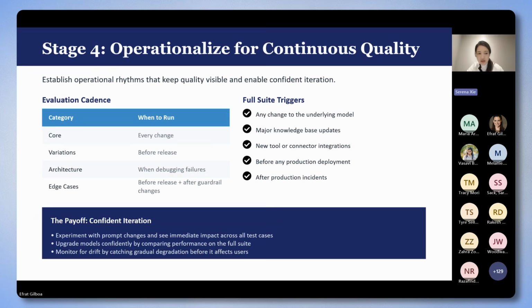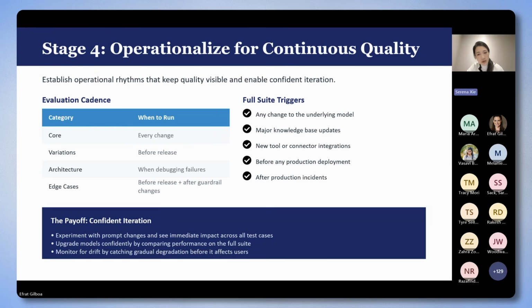So here are some ideas and examples of when to run each category of eval test cases, but by no means is this a standard. It should be a case-by-case design. For example, core test cases should be run on every change. It helps you quickly track regression. And variations can be run before each release.